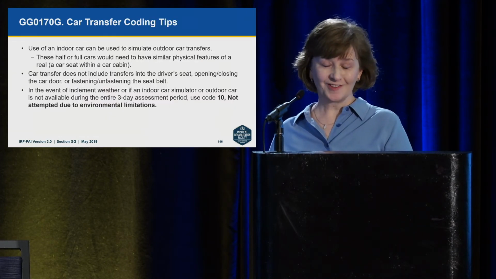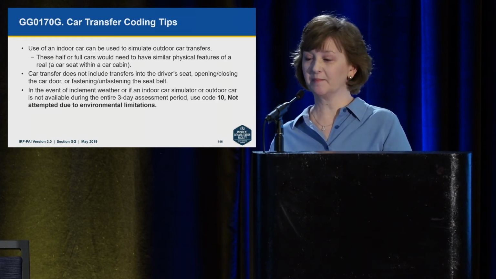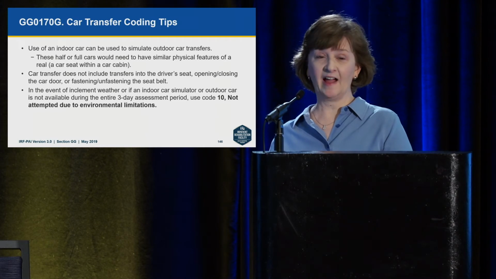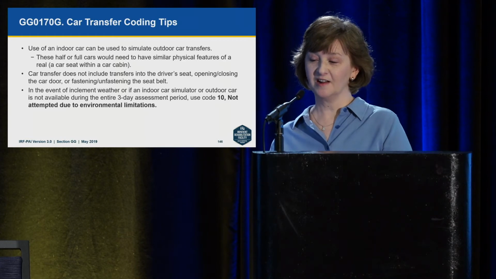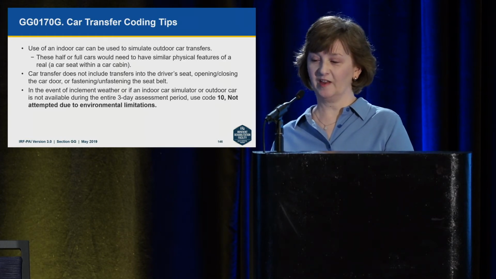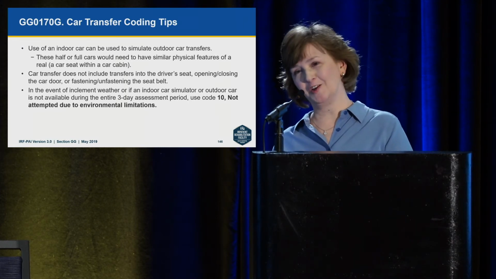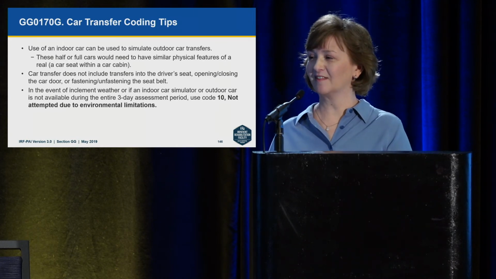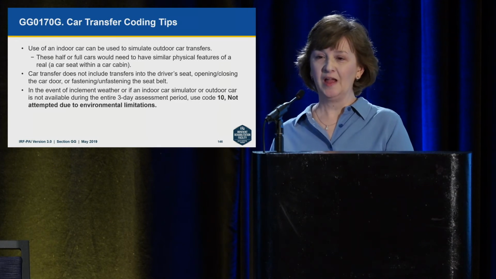We've had a lot of questions about this particular activity, so I just wanted to review a few coding tips with you. Use of an indoor car can be used to simulate outdoor car transfers. These half or full car transfers would need to have similar physical features of a real car, for example, a car seat within a car cabin. We've had a lot of different questions. Can you use a golf cart? Can you use this? Can you use that? You'd be using your clinical judgment basically to do the best simulation if that's what you need to do.